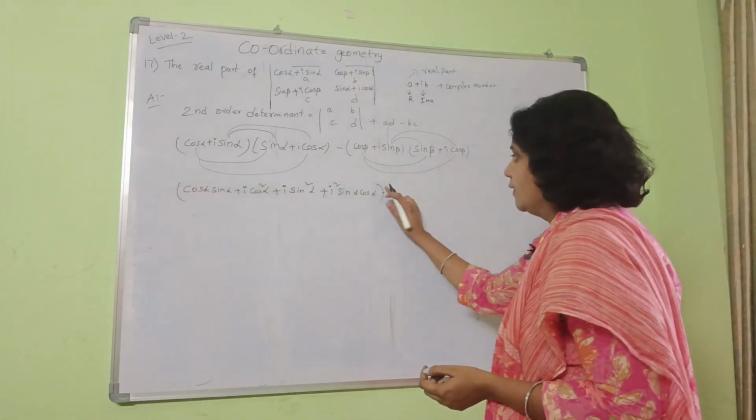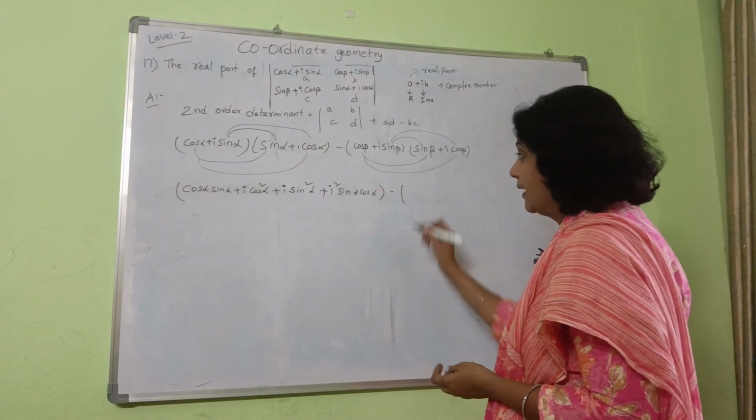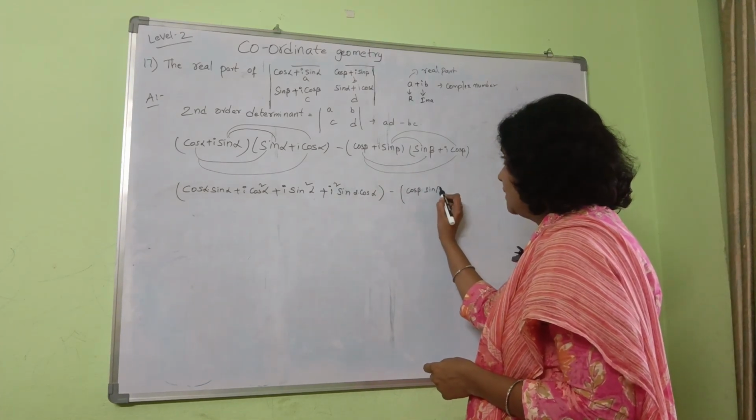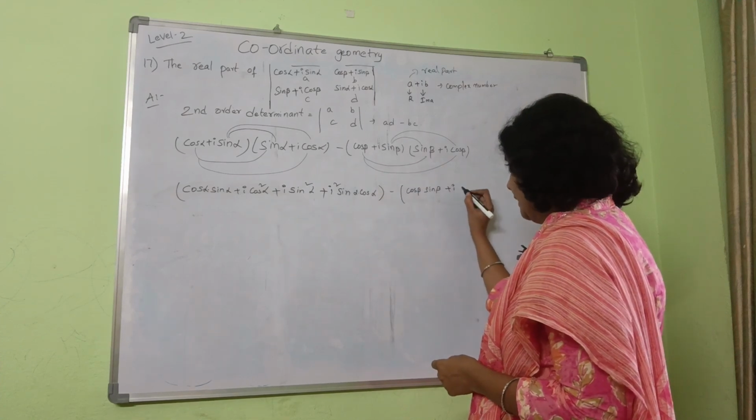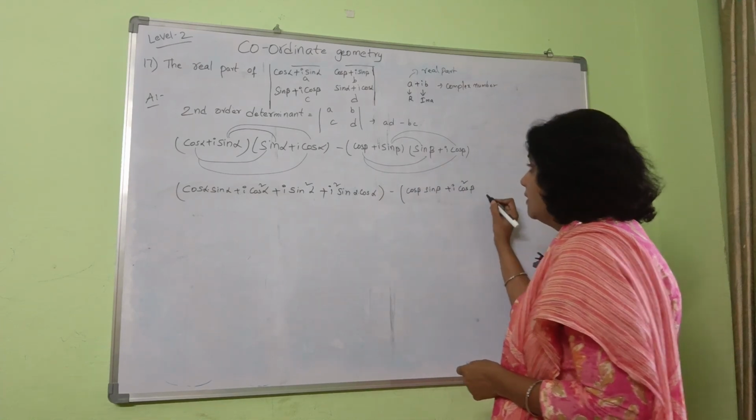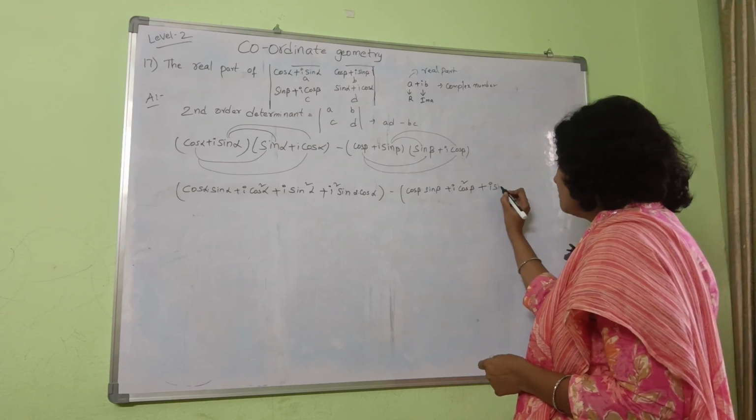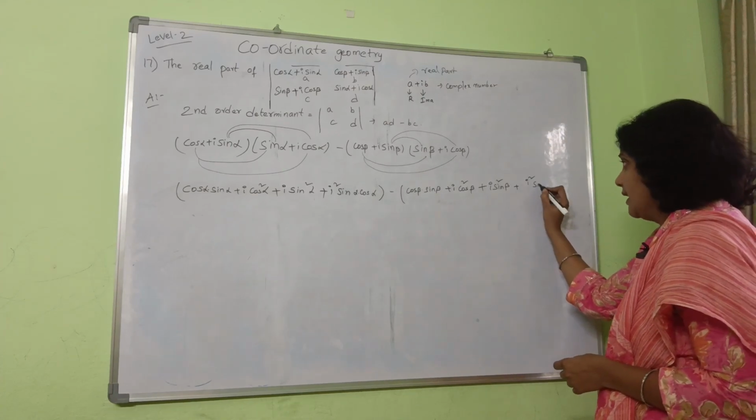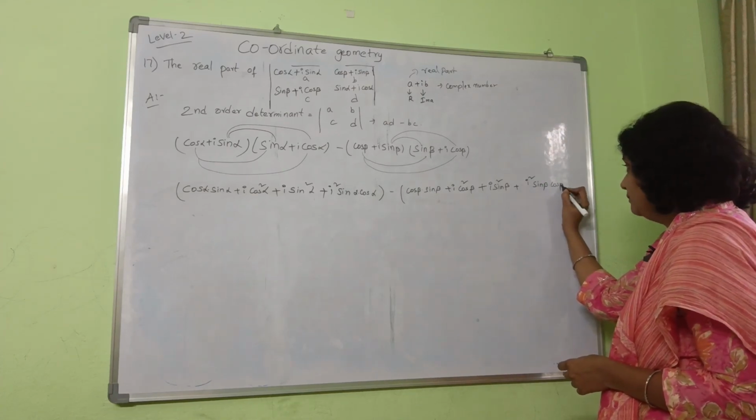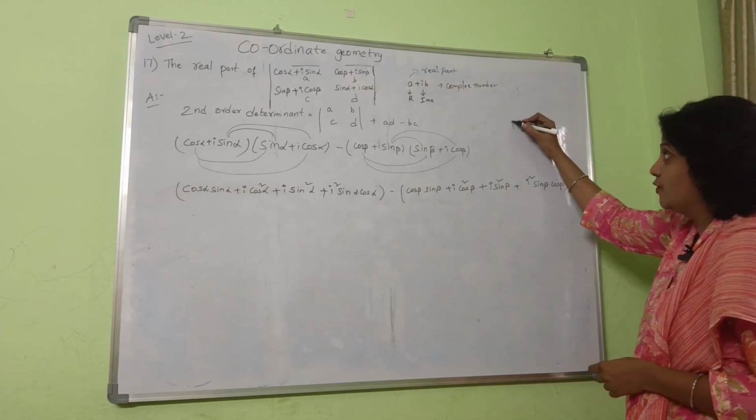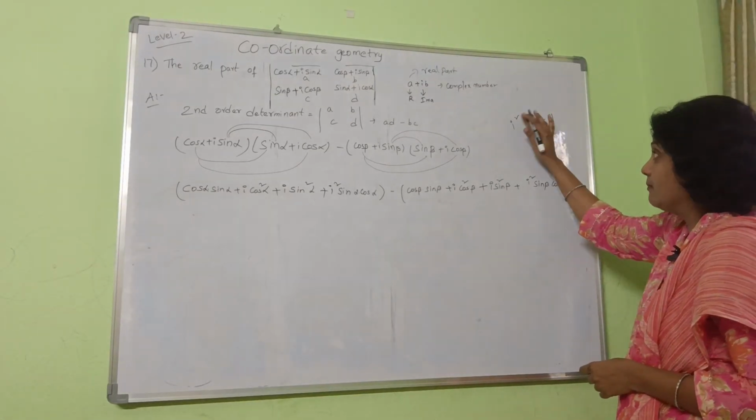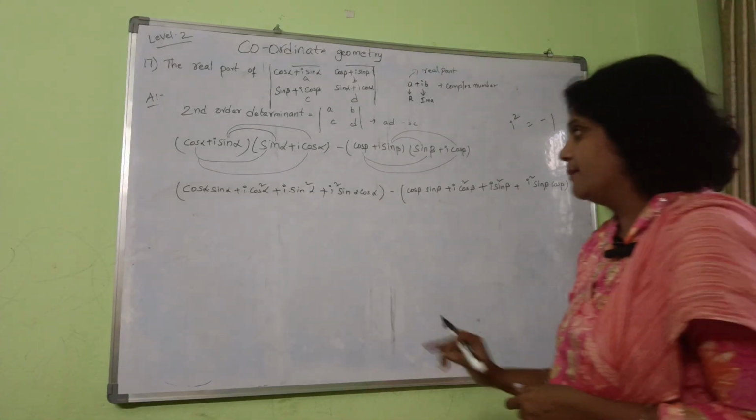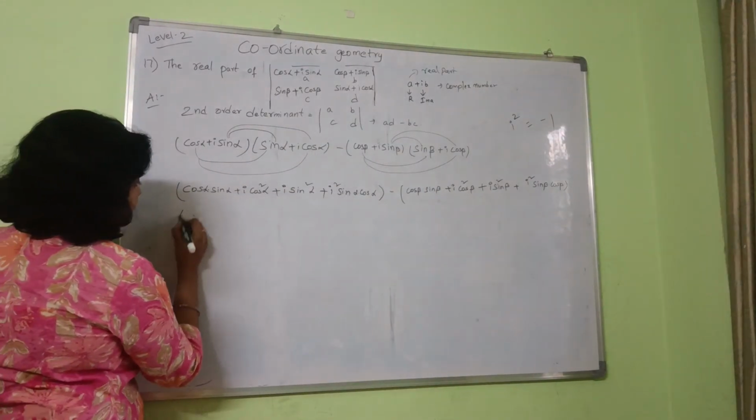cos beta into sin beta, plus I into cos beta into cos beta, that is I cos square beta, plus I into sin beta into sin beta, I sin square beta, plus I into I, that is I square, sin beta into cos beta. In complex numbers, what is the I square value? Minus 1. I square is nothing but minus 1. So I am keeping minus 1 in place of I square.